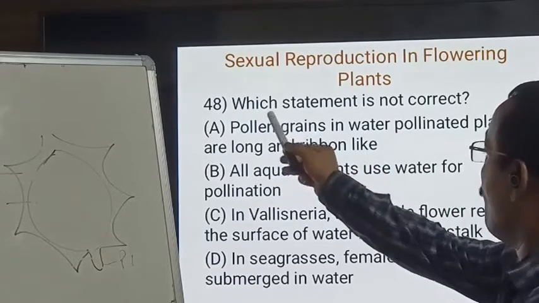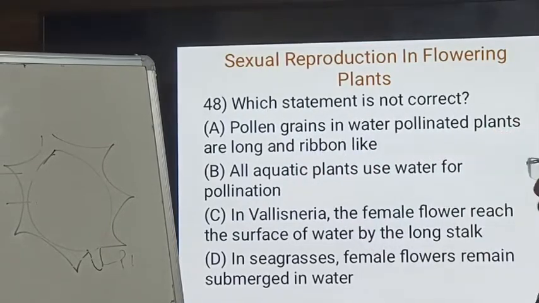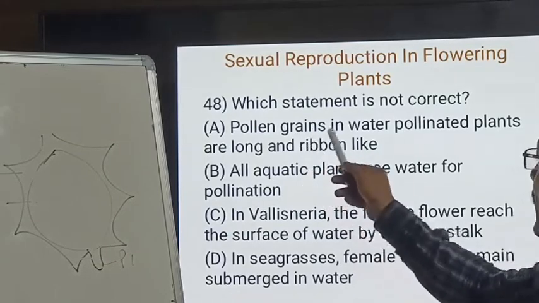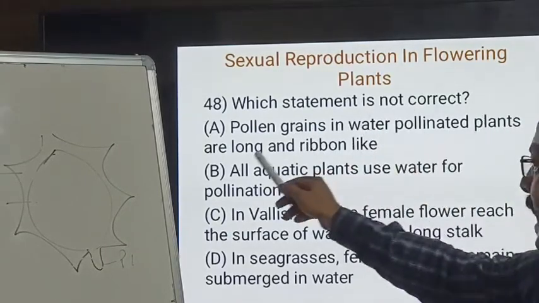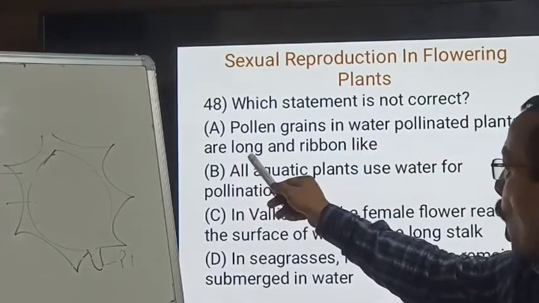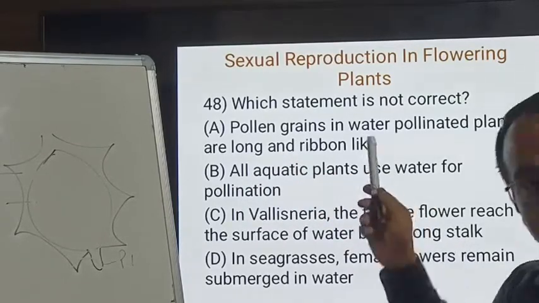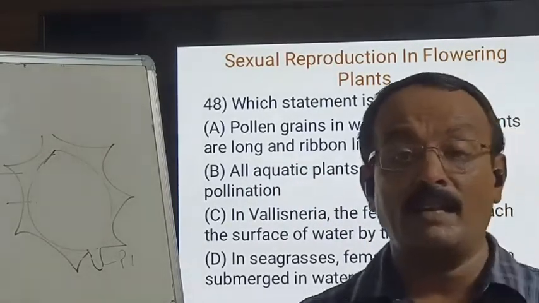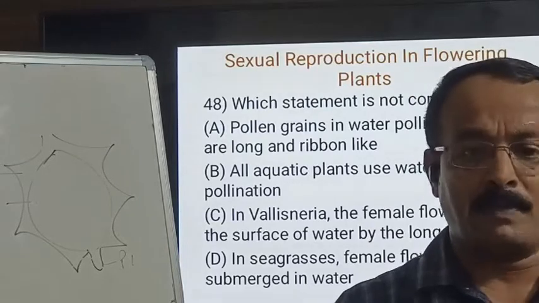Next question. Which statement is not correct? They have given the 4 statements. We have to judge which statement is not the correct one. Pollen grains in water pollinated plants are long and ribbon-like. Of course, yes. This we studied in sea grasses like Zostera.